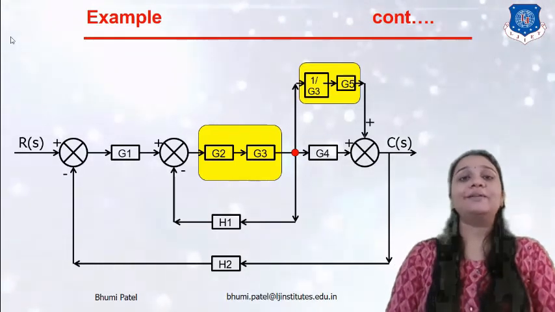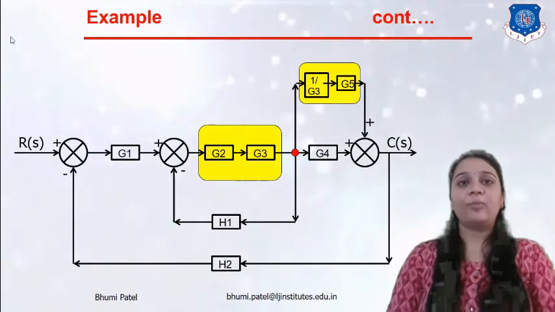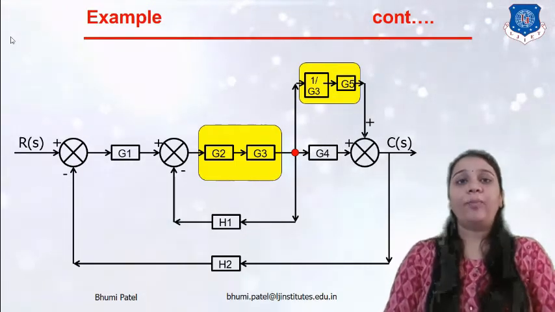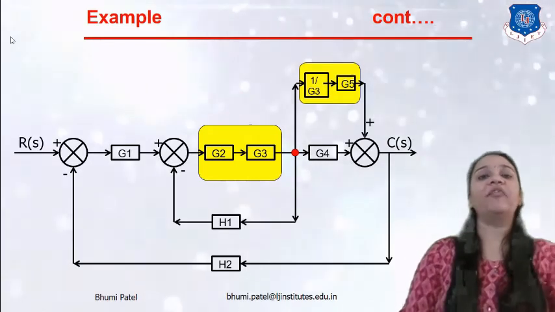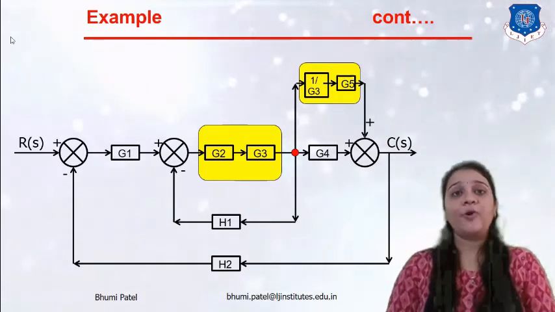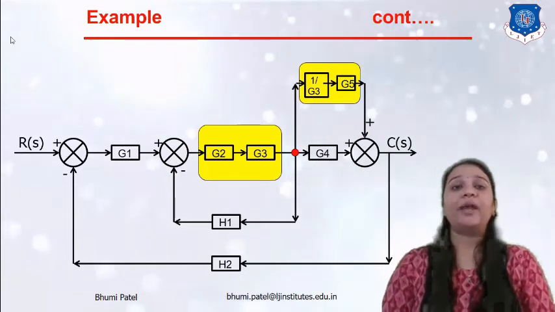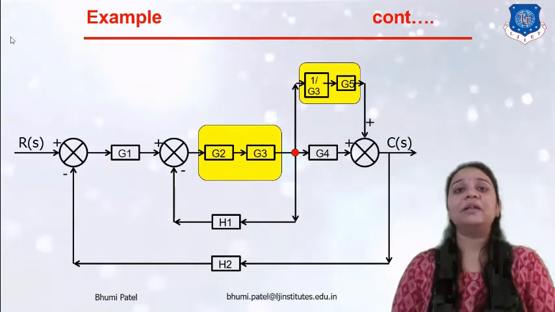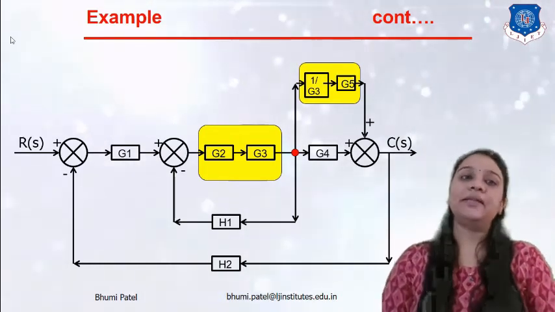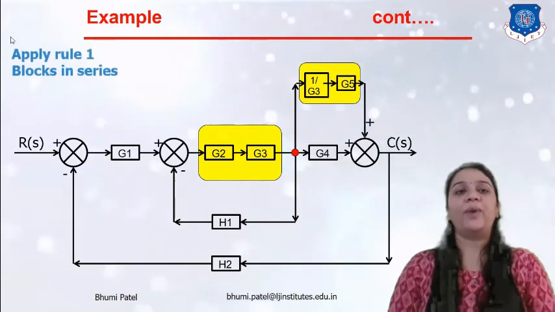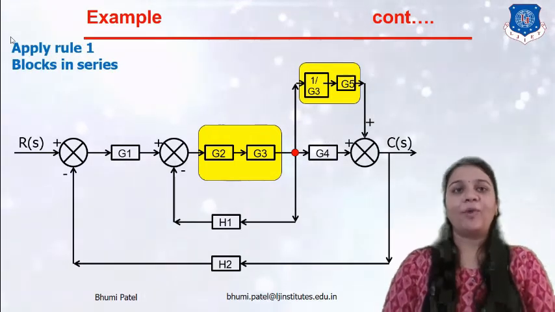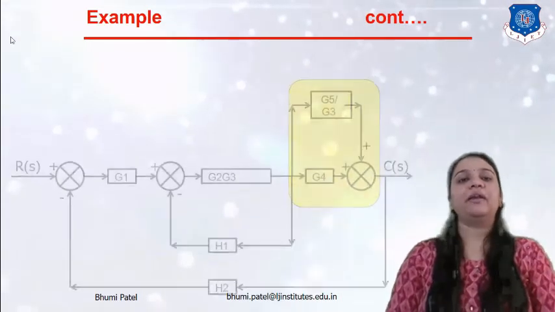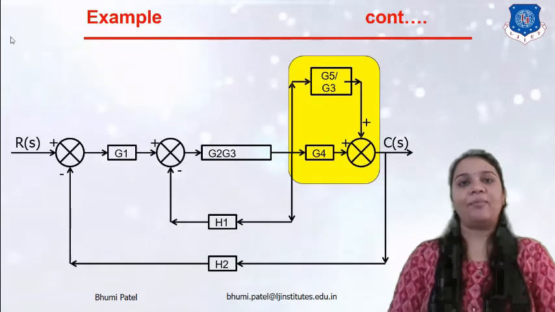Now rule number 8 says that whenever we shift a takeoff point after a G3 block, in the feedback loop the block value is multiplied by 1 by G3. So now here you can see that G2 and G3 are directly connected in series, and 1 by G3 and G5 are also connected in series. So for both loops we can apply rule number 1, blocks in series connection. So multiplying these gains, we get G2 G3 and G5 by G3.